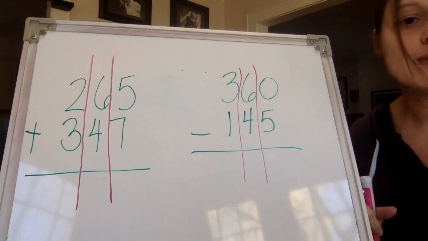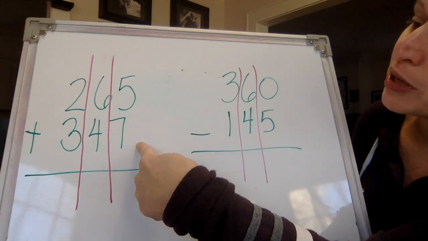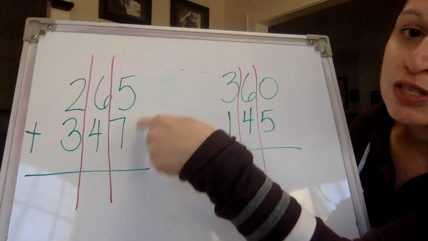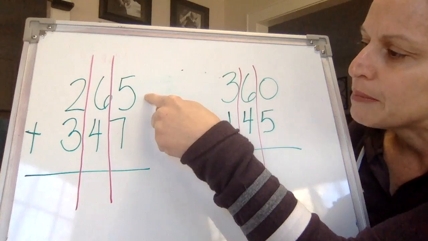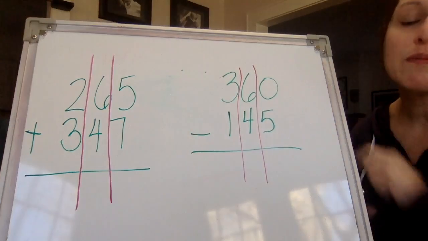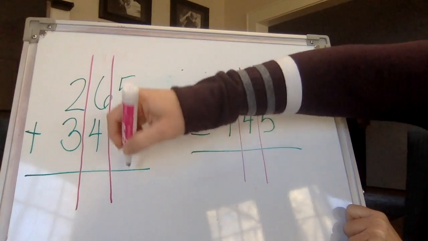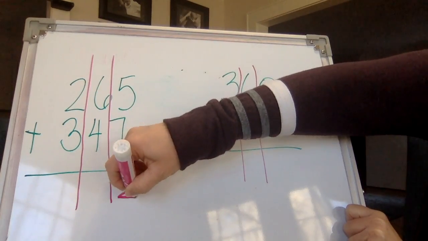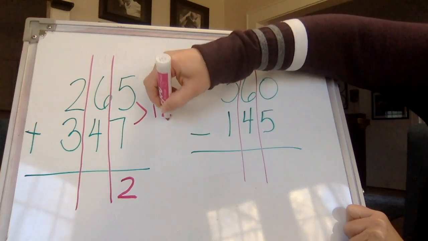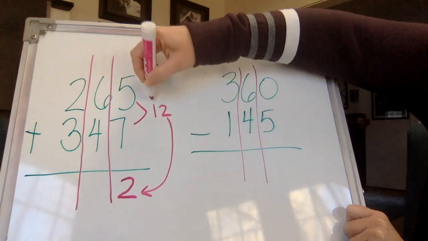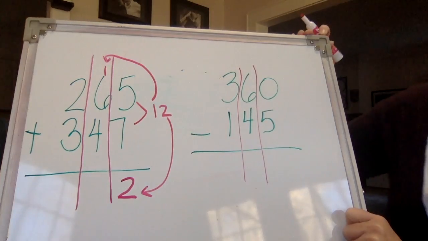All right, let's begin. So 265 plus 347. I know that I always start in my ones. Always, always, always start in my ones. And my ones column says 5 plus 7. What does 5 plus 7 equal? That's right, it's 12. So I'm going to put the 2 down here, and I'm going to bring my 10 over to the tens column.